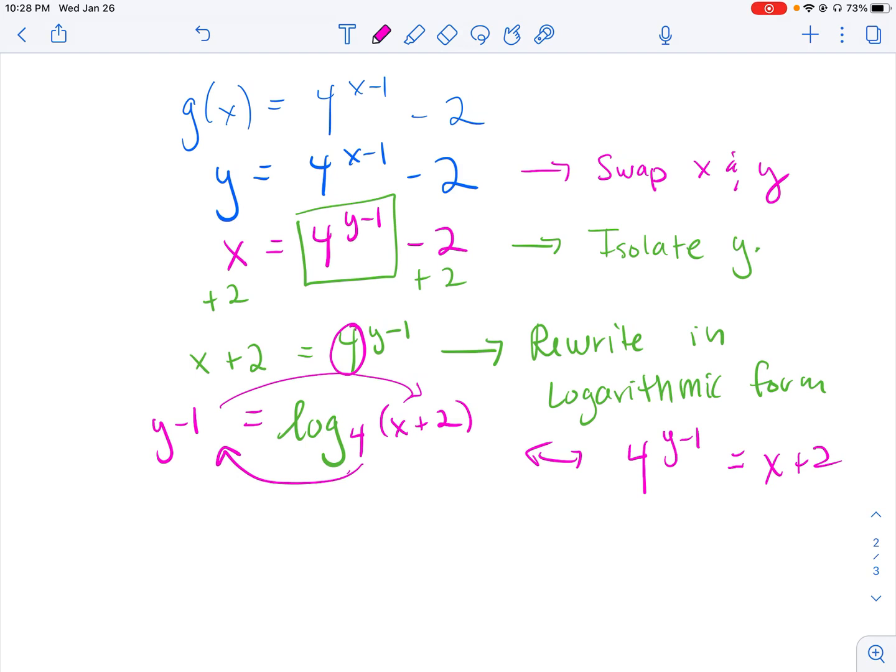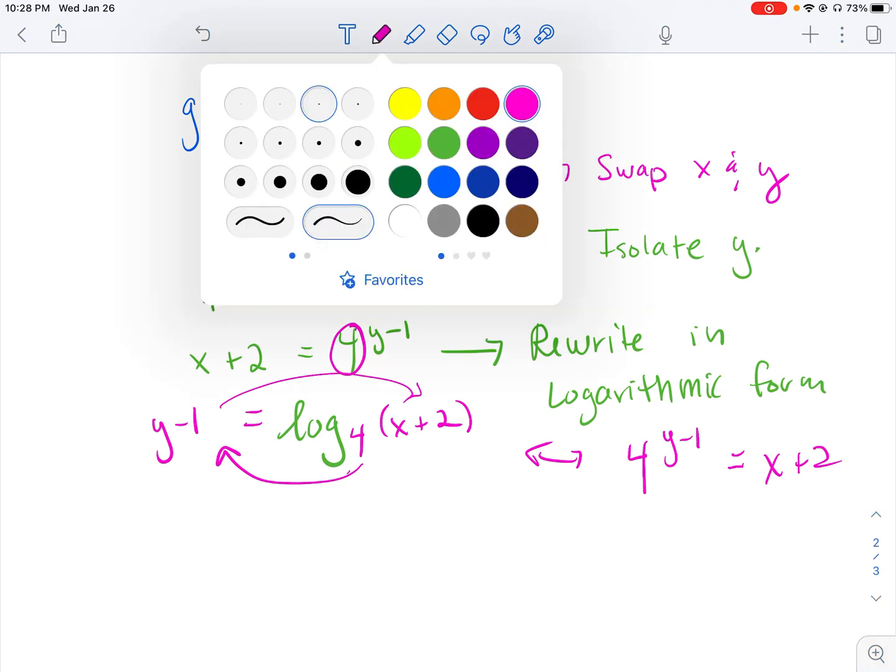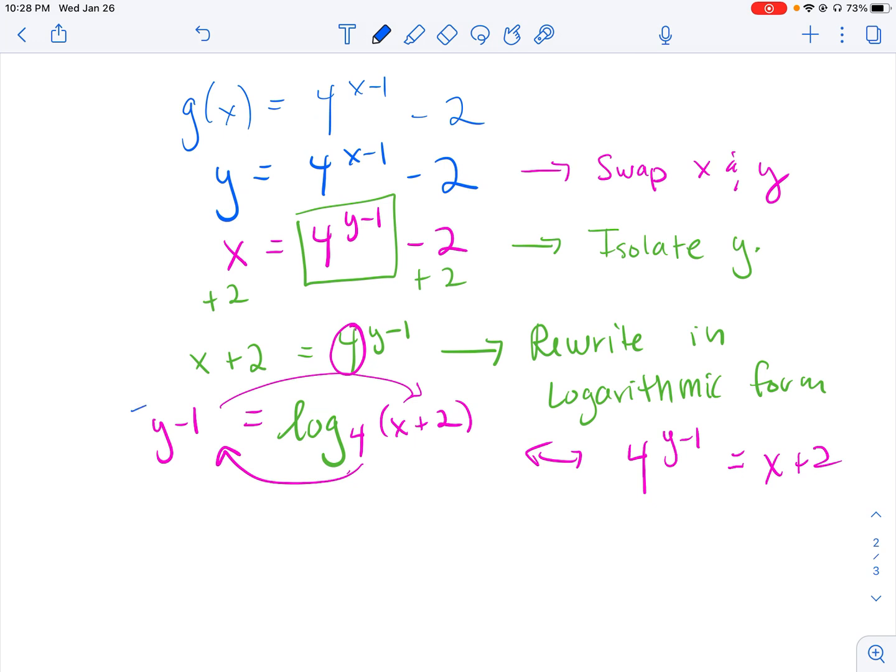So that's great. Now, remembering that my goal is to completely isolate y, I'm almost there. I've just got a 1 subtracted from the y. So now to get that y completely alone, I'm going to add that 1 to the left and the right side. Y is equal to log base 4 of x plus 2. And then we just have this plus 1 added to it.